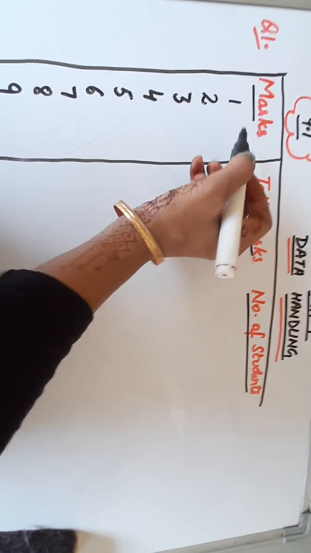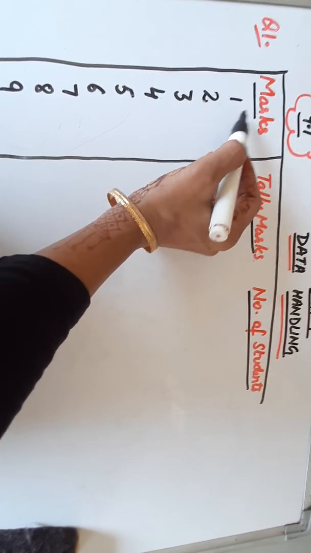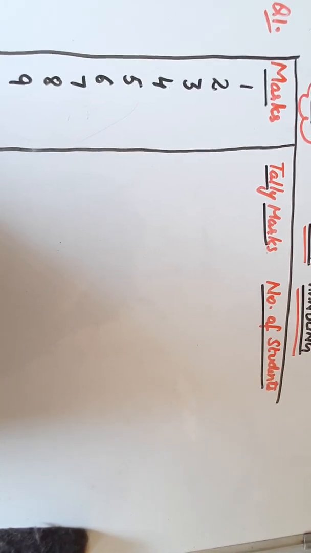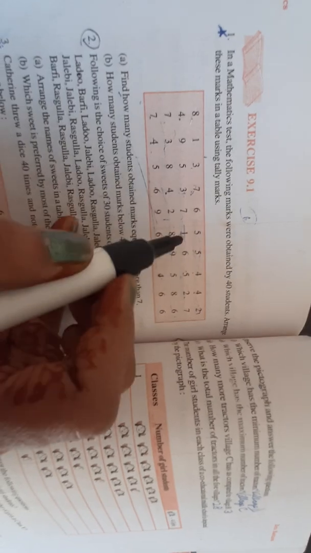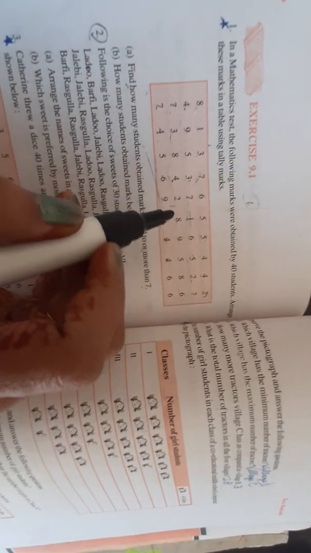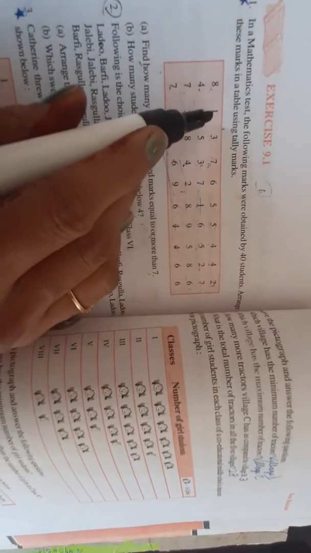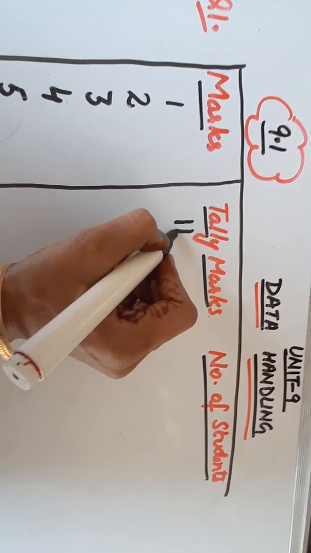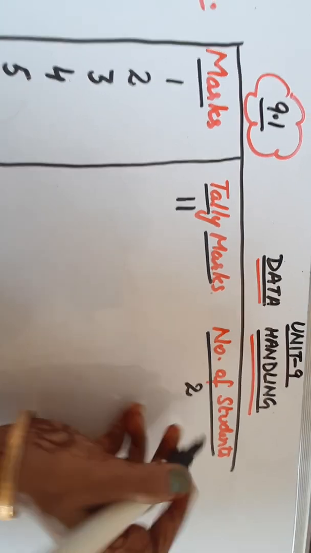Now let us see through the table how many students out of 40 obtained 1 mark. कितने ऐसे बच्चे हैं जिनका 1 mark आया? So let us count from the book. 1 is coming only 2 times, right? Here 1 is there, here 1, means 2 students obtained 1 mark. So in our column we will mark 2 tally marks, 1, 2, and we will write the number of students as 2.